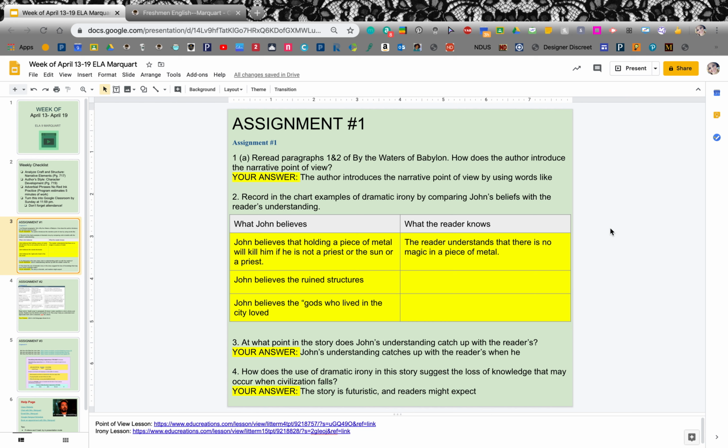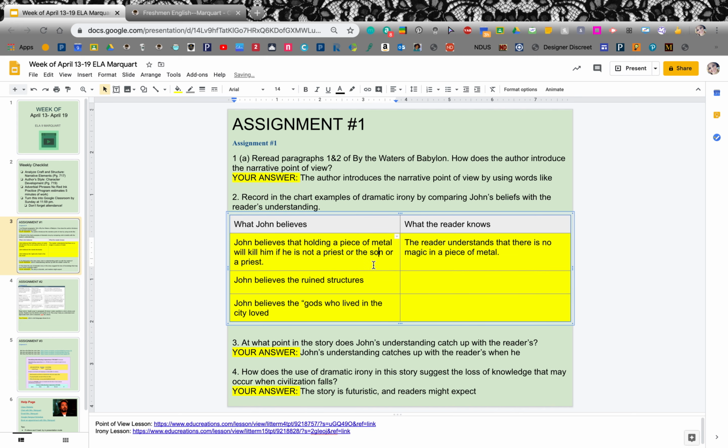Record in the chart below examples of dramatic irony. And again, if you're having trouble remembering dramatic irony, there's an irony lesson down here in the notes. But I can tell you dramatic irony is where you know something the characters don't, okay? So record in the chart examples of dramatic irony by comparing John's beliefs with the reader's understanding. So what does John think and what do we know? I did the first one for you. John believes that holding a piece of metal will kill him since he is not a priest and not the son of a priest. And we know better. We know that metal doesn't have magic like that.